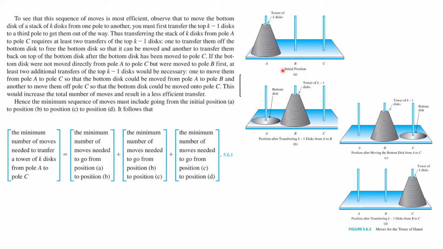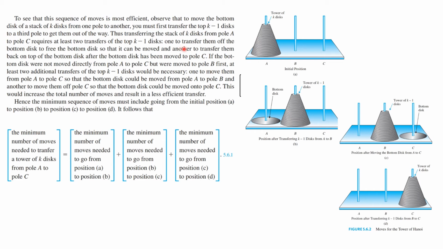So, to see this, the sequence of moves is most efficient. Observe that to move the bottom stack of k discs from one pole to the other, you must first move the top k-1 discs to a third pole to get them out of the way. That's what's happening here. So you start with this and you move the first k-1 discs.